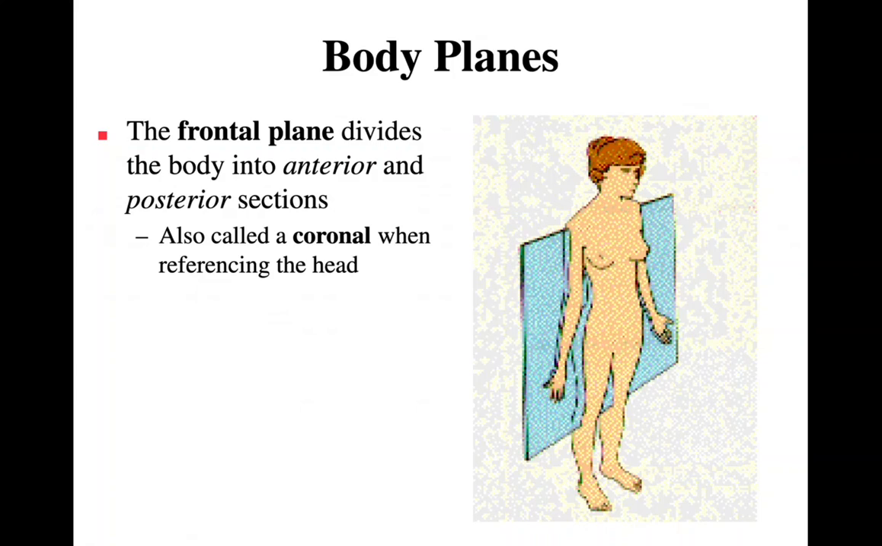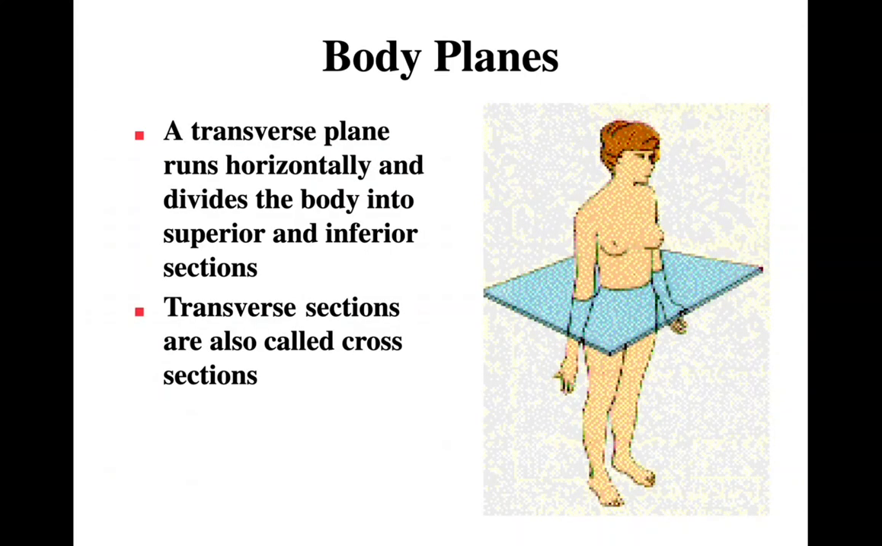So with frontal, you've got an anterior and posterior section. It is sometimes called coronal when it's referencing the head. The transverse, it runs horizontally, so it can cut things into cross sections. It does not necessarily have to be at the waist. It could be at the thigh, it could be at the knee, at the mid-arm, so these can occur in various different places.